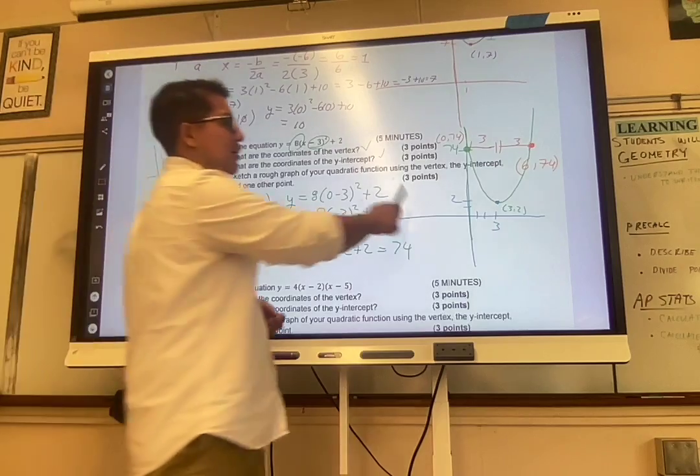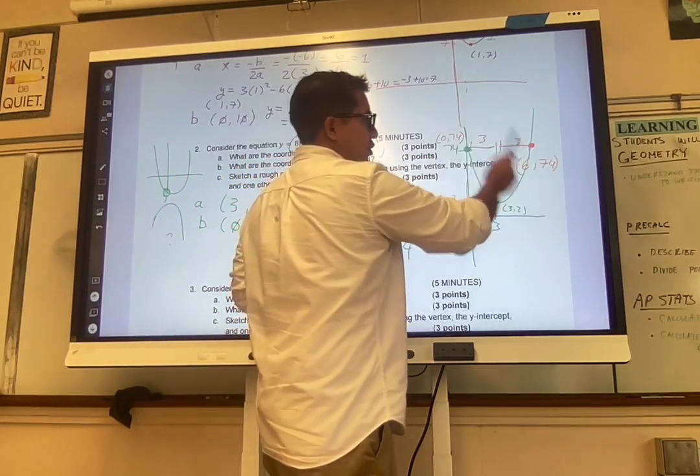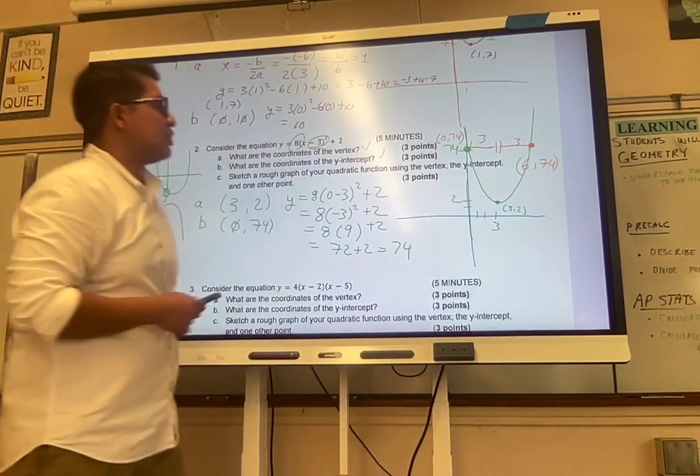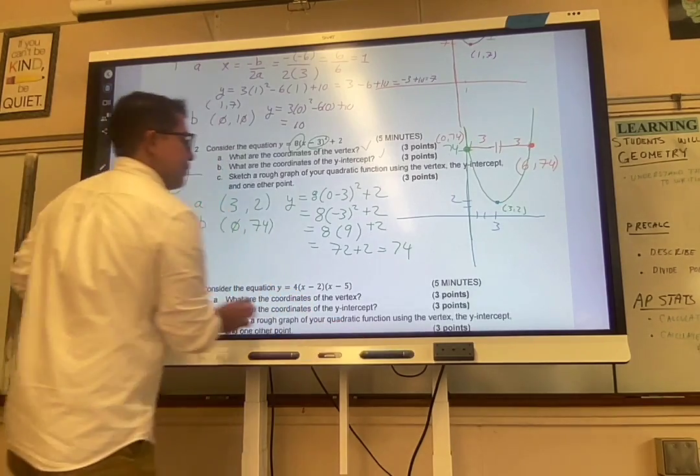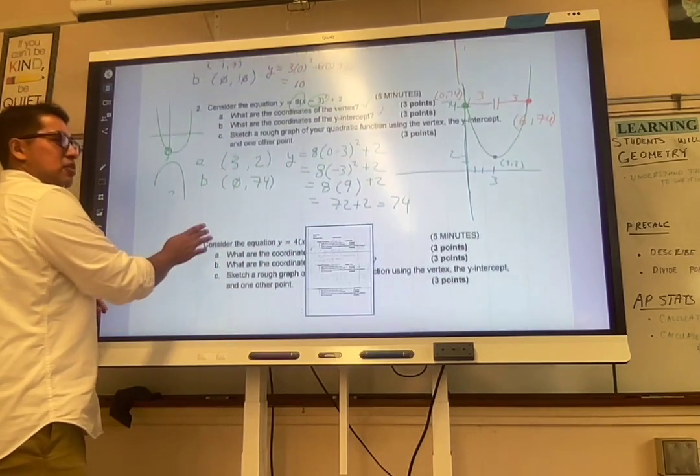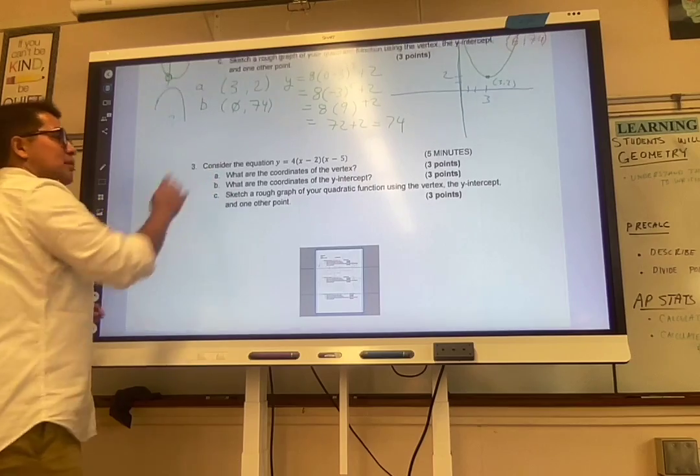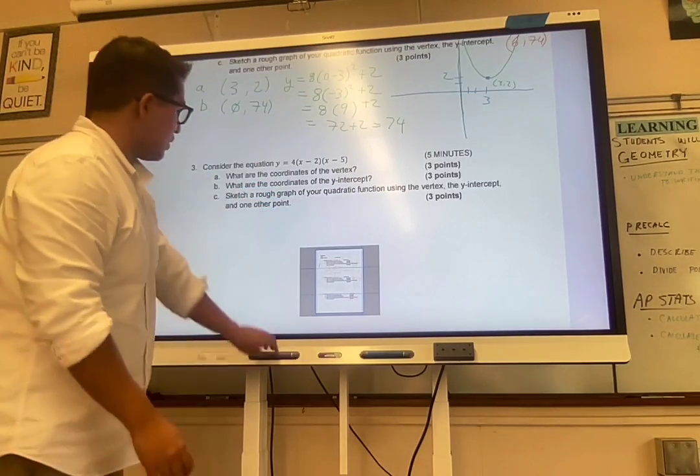Okay, so that would be a good graph there. 0, comma 74, 6, comma 74, 3, comma 2. Okay, I think I took a little bit longer in explaining it, but that also should have taken around 5 minutes. Last but not least, we have it in factored form. Let's answer all these questions.